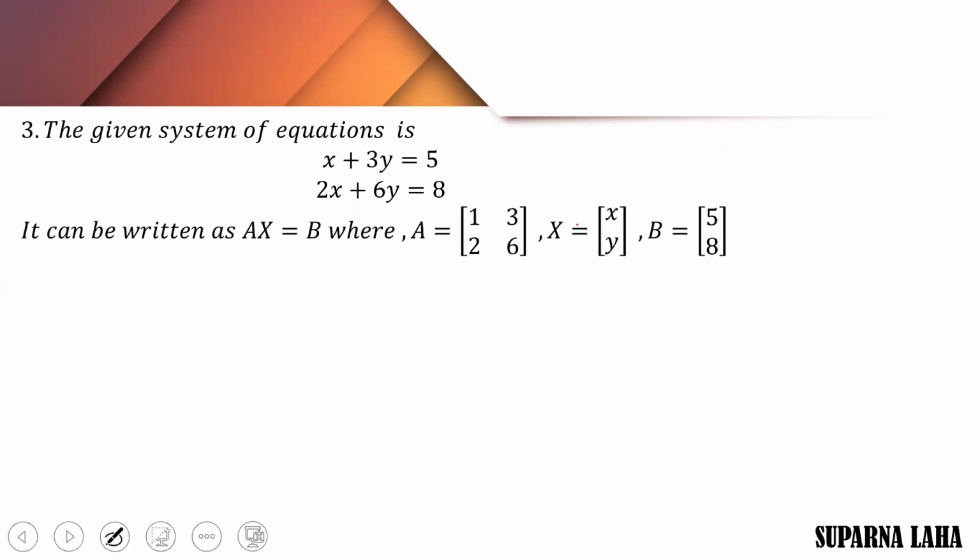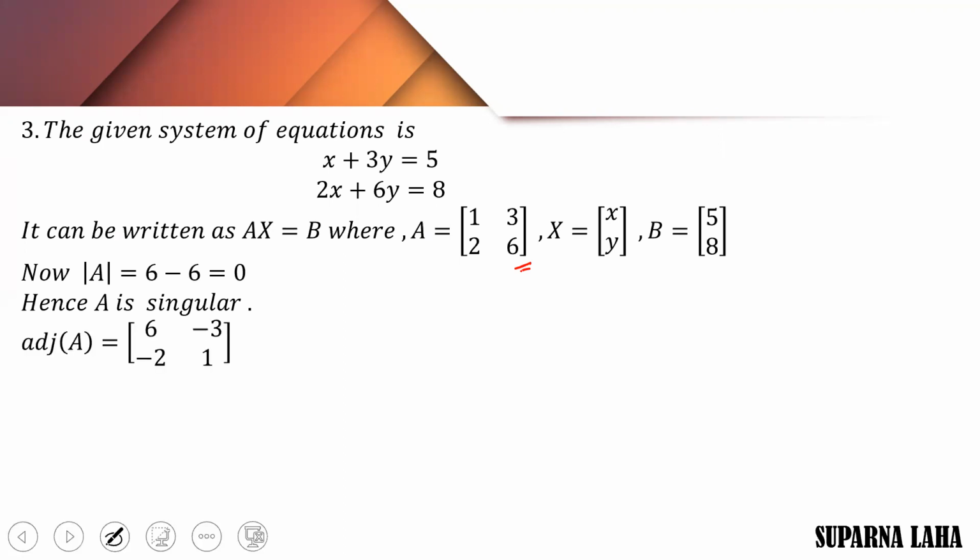Now look at that. The determinant of A is what? 6 minus 3 times 2, which is 6 minus 6, that is 0. So A is a singular matrix. That means we need to check adjoint A into B. For a 2 by 2 matrix, it's very easy to find the adjoint: just exchange the diagonal elements, and for the off-diagonal elements just add a minus sign. So exchange 1 and 6 and add minus to 3 and 2. This is the adjoint.